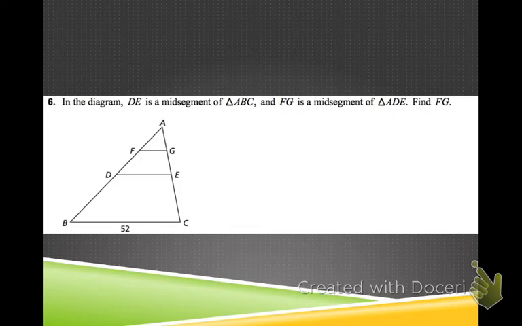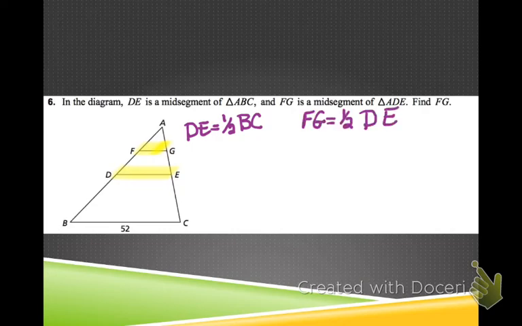Now, in this diagram, DE is the mid-segment of the big triangle ABC, and FG is the mid-segment of the smaller triangle ADE. So they want you to find the length of segment FG, that mid-segment. Well, I know that DE, since it's a mid-segment, is 1/2 the length of BC, and I also know that FG is 1/2 the length of DE. So I have to find DE first.